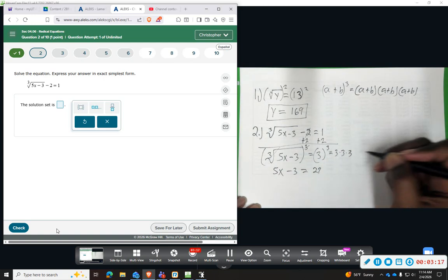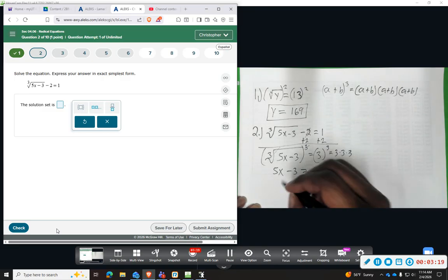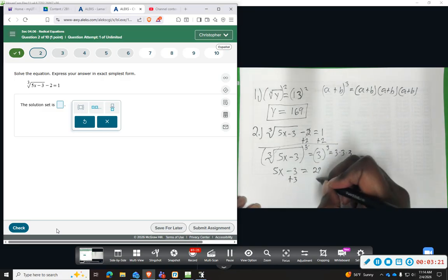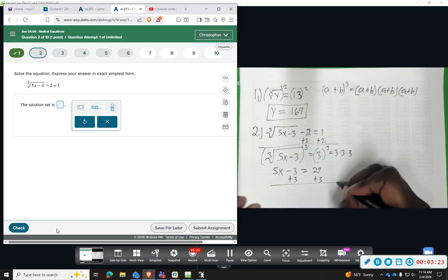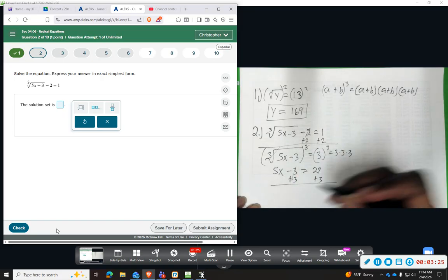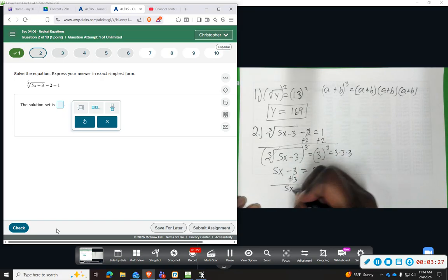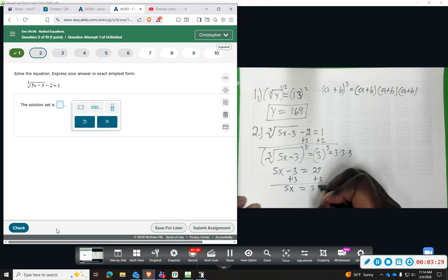3 times 3 is 9. 9 times 3 is 27. Add 3. So we're trying to isolate the x now. That's going to leave us with 5x equals 30, and then you divide by 5. And we get x equals 6.